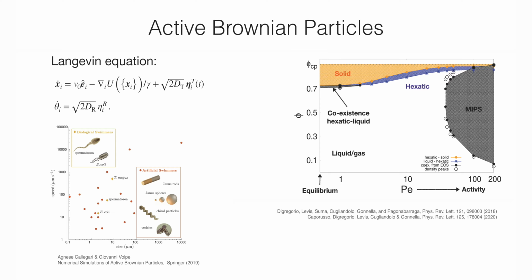The most important term then is in the direction. Theta i is the direction of the particle. And what the second equation says is that the direction performs a random walk. So imagine you have a unit vector on a sphere, and this unit vector performs a random walk on the sphere. And that's the motion of these particles.